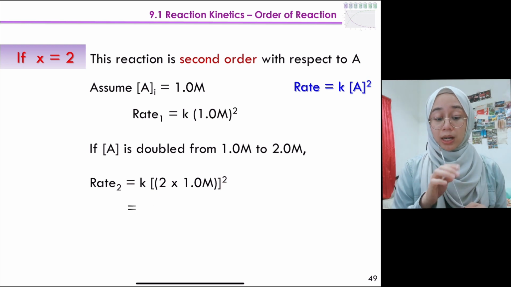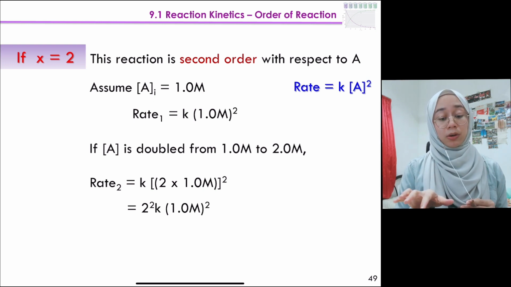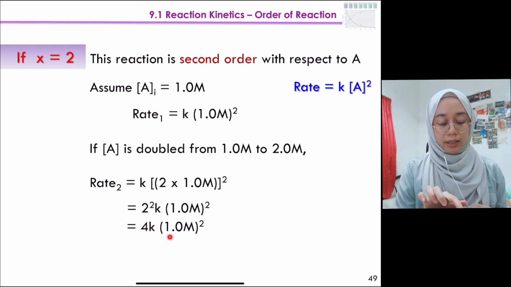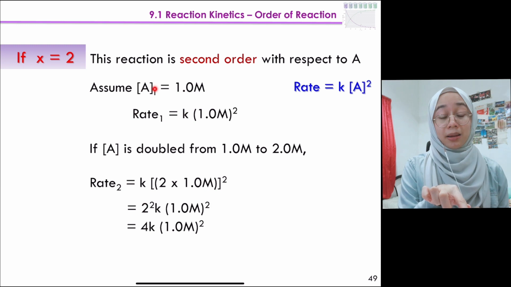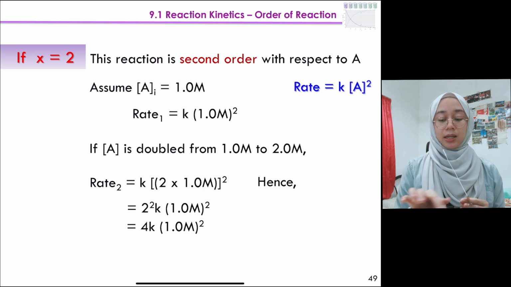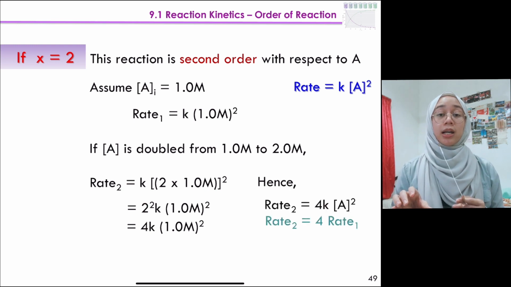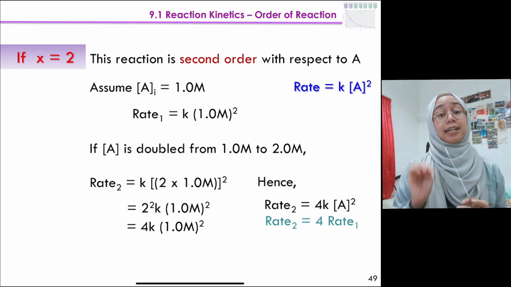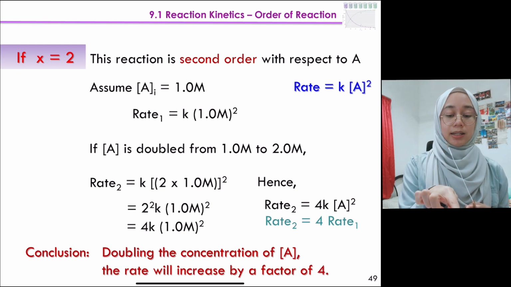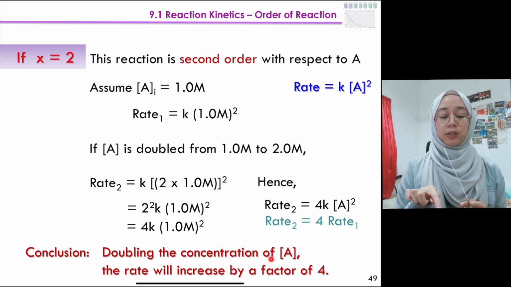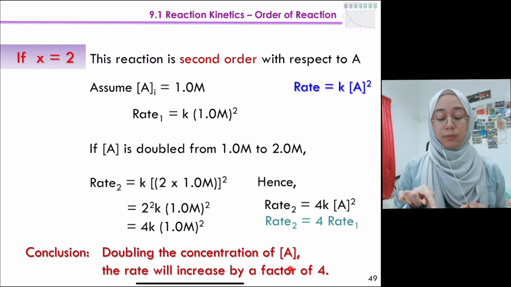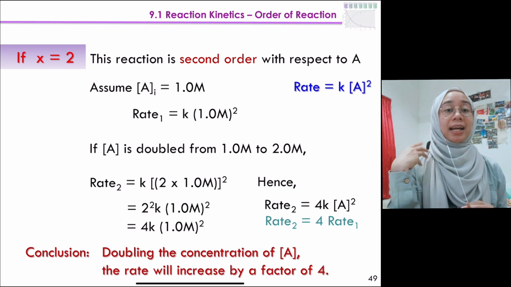So 2 to the power of 2 adalah bersamaan dengan apa? Okay, 2 to the power of 2 adalah bersamaan dengan 4. Jadi now bahagian belakang ni pula is basically rate yang pertama. What happened to the new rate then if A is doubled? Rate baru adalah 4 kali ganda daripada rate yang asal. So if it is a second order reaction, doubling the concentration of the reactant will increase the rate by a factor of 4. By a factor of 4 ni adalah 4 kali ganda meningkat.